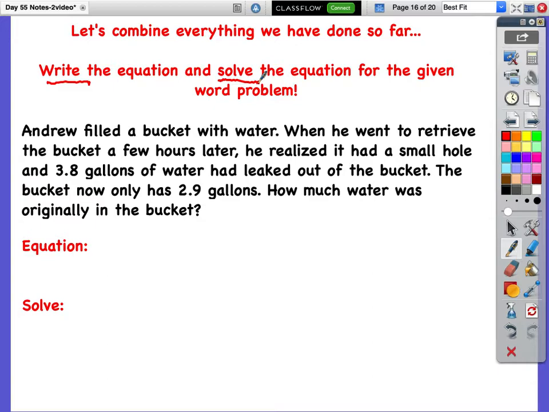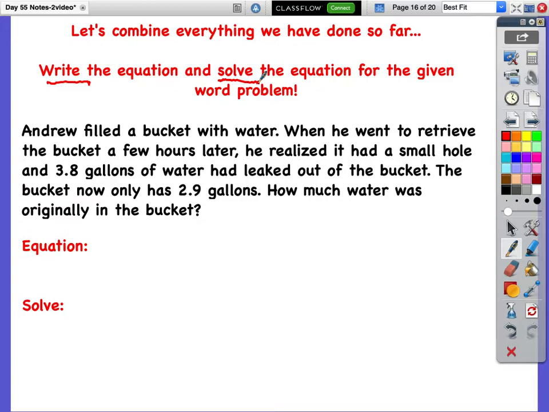Okay, so he had a bucket. He set it aside and went back. It had water leak out of it. Now it only has 2.9 gallons. But we want to know how much water was in it originally.